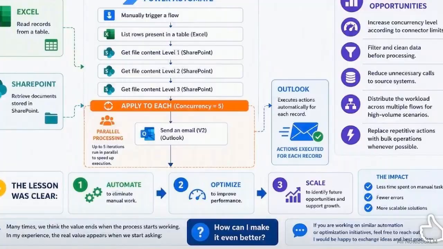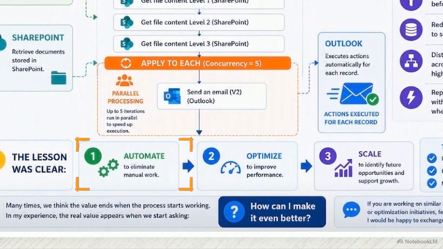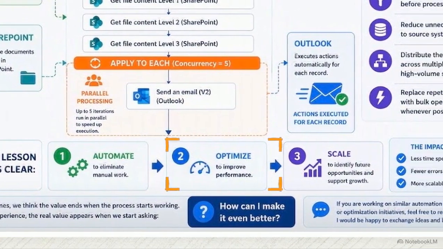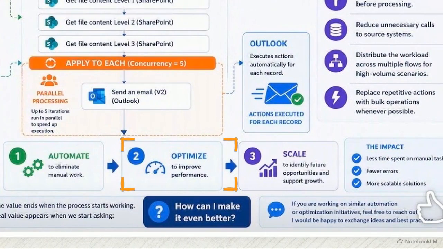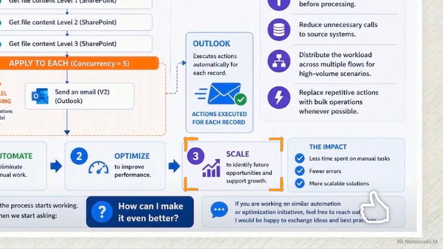The bottom of this infographic outlines a 3-stage framework for managing growth. Stage 1, automate, is the foundation to eliminate manual work. Stage 2, optimize, is the diagnostic phase to hunt down bottlenecks. And Stage 3, scale, prepares the system to distribute massive workloads.